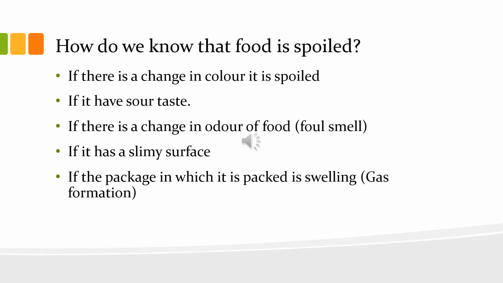But the main question is, how do we know that food is spoiled? We can know whether the food which we want to eat is good or not by the following tests. If there is a change in color, it is spoiled. Yes, if you look at the food, or a tomato, or any bakery item, and its color is not how it should be, it is spoiled.